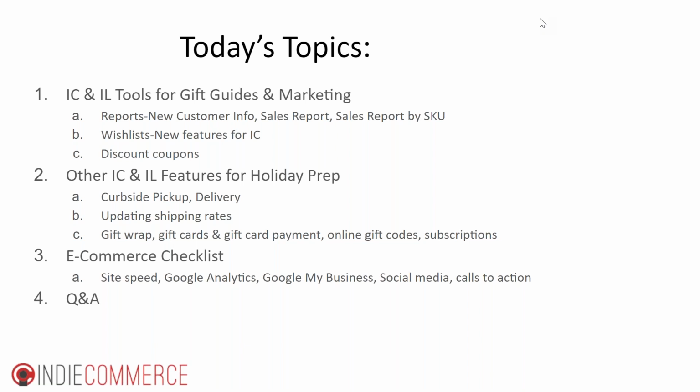Today's webinar is going to cover some Indie Commerce and Indie Light tools for building gift guides and marketing, such as reports, wish lists, and discount coupons. We'll also cover other Indie Commerce and Indie Light features for holiday preparation, such as setting up curbside pickup and delivery shipping options, as well as updating your shipping rates. We'll also go through other features such as gift wrap, gift cards, your gift card payment method, online gift codes, and subscriptions. We'll go through a quick e-commerce checklist, which will comprise site speed, Google Analytics, Google My Business, social media, and calls to action on your site. And if there's any time at the end, we'll have a questions and answer section.